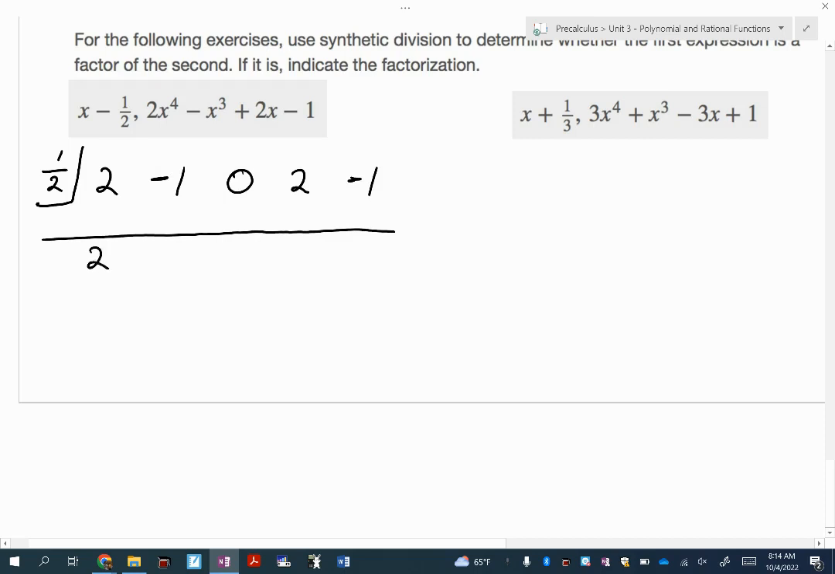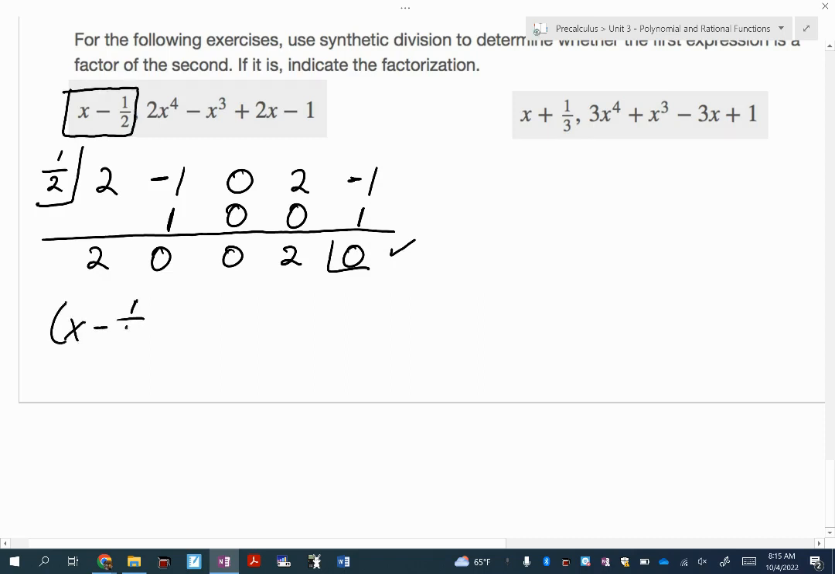Bring down the 2. Times the number in the corner, so half of 2 is 1. Add straight down, you get 0. 0 times anything is 0. 0 plus 0 is 0. 0 times 1/2 is 0. 2 plus 0 is 2. Half of 2 is 1. So when I add this, I get 0. Because that's a remainder of 0, yes, x minus 1/2 is a factor. I can write down that factorization as, remember, 1 less than x to the 4th power is x cubed. So take that first coefficient to start it off: 2x cubed plus 0x squared plus 0x plus 2.